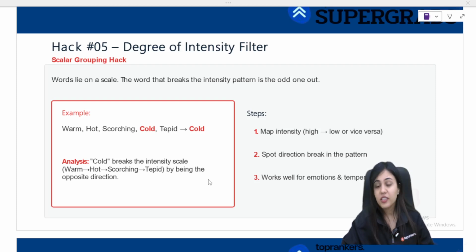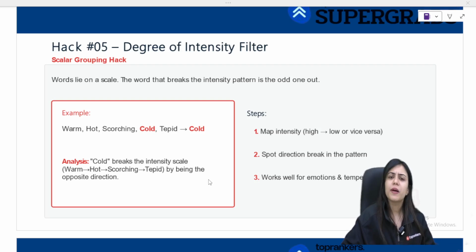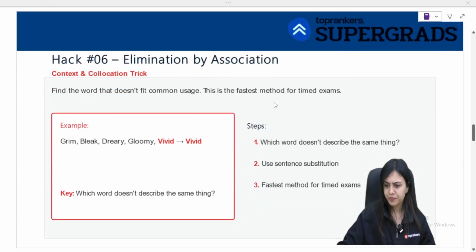Okay, so the direction break is something that we need to be very aware of, and this is something that works really well for emotions and temperature words. In every passage there are certain emotions of the writers exhibited. There are also, as you can see, temperature words. He might use certain words with great intensity and certain words with not so much intensity, right? So you need to identify the degree of intensity.